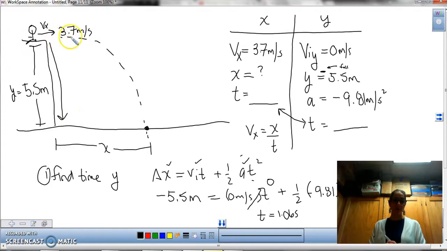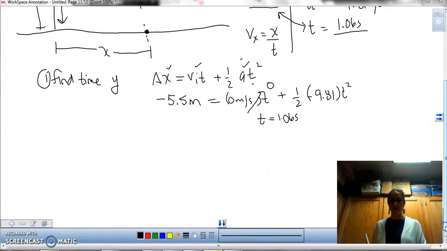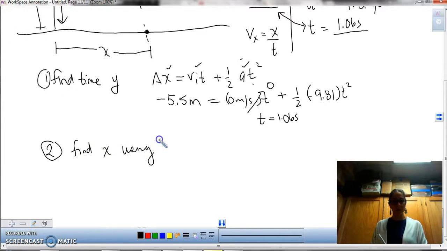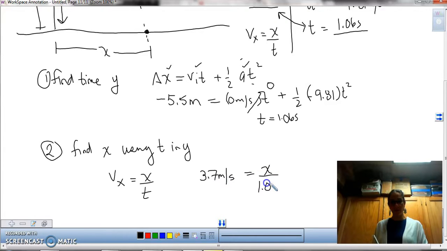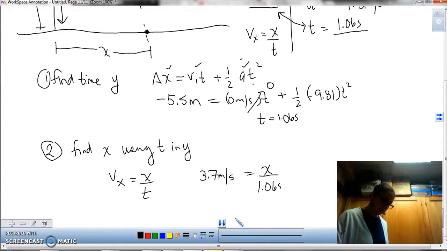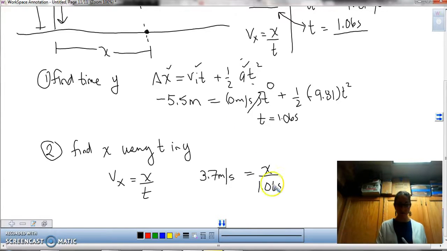Now, during that fall, we were also going horizontally. So I can plug that in right here, which is very nice. Now that I have time, I can find my range, or my x, using time and Vx. Vx is equal to x over t. Vx is the 3.7 meters per second. x is what I'm solving for. 1.06 seconds is the time. So I'm going to do that times 3.7 to get x.